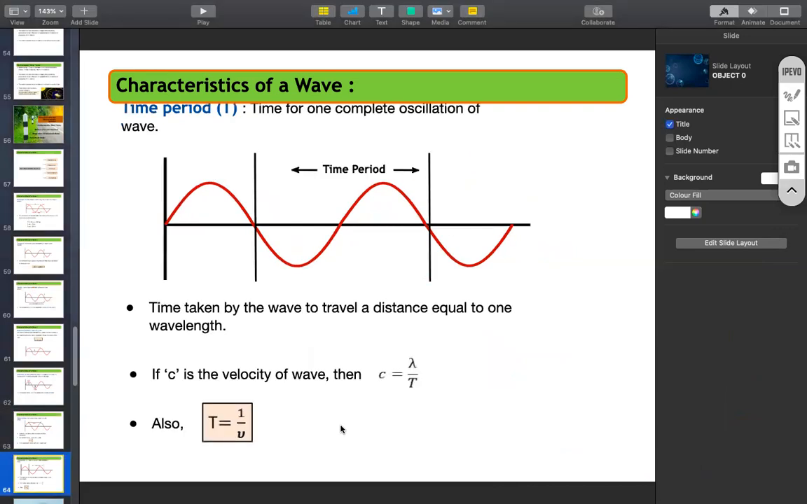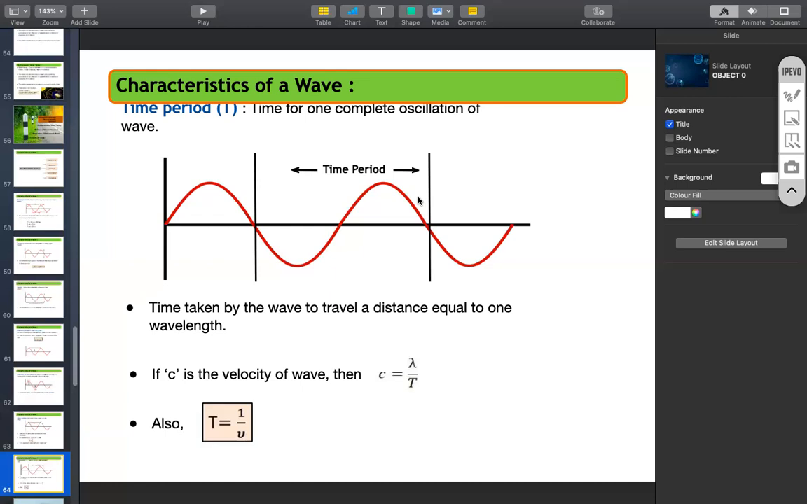Time period. Time period is one complete oscillation of wave. Time period means how much time is taken for one wave to pass through a point. Like see here, time period is how much time it takes for one entire wave to pass through. So one oscillation takes how much time is the time period. It is the time taken by the wave to travel a distance equal to one wavelength.